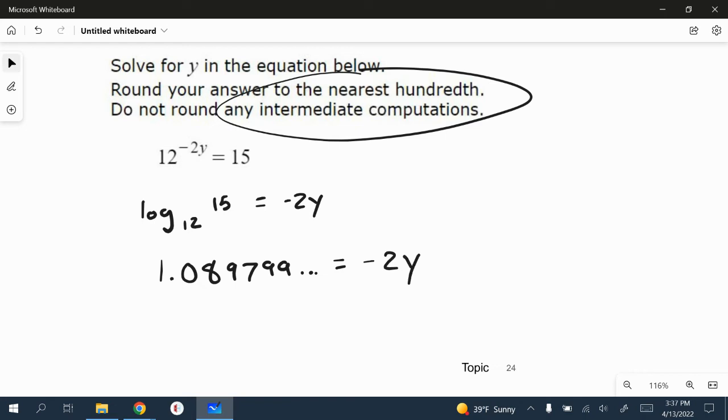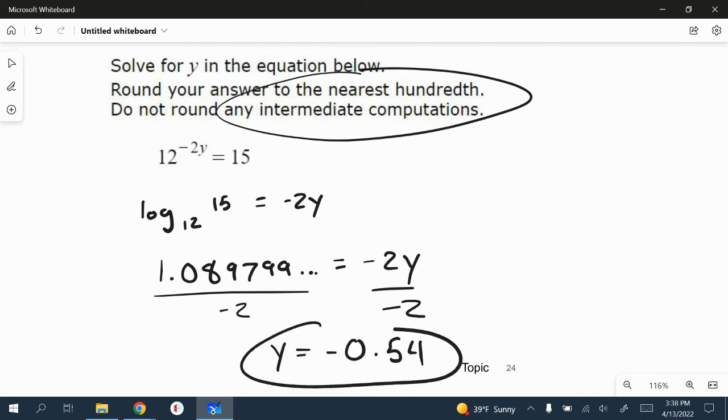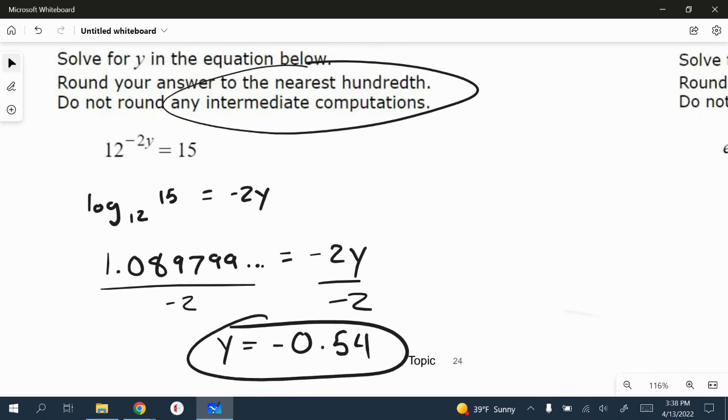And if I divide both sides by negative 2, I get y equals negative 0.54. That's rounded to the nearest hundredth. And that should be the answer there.